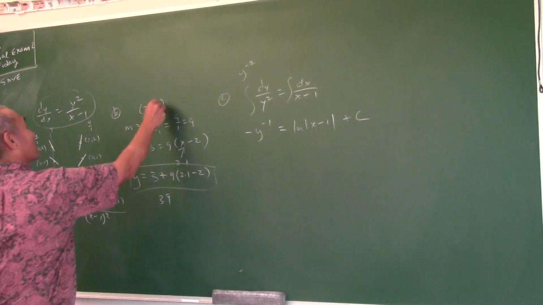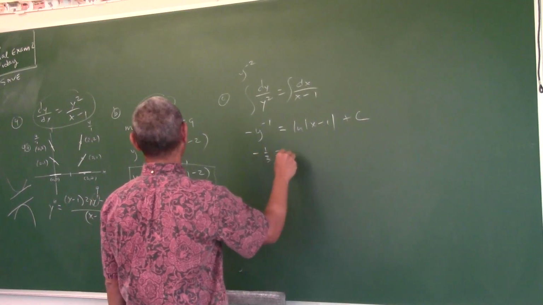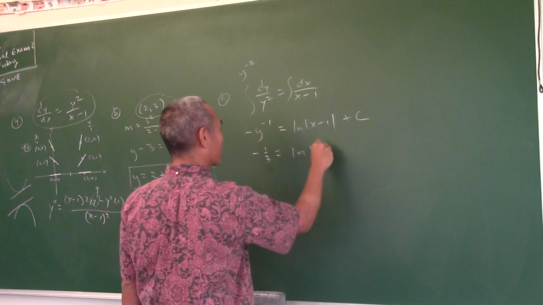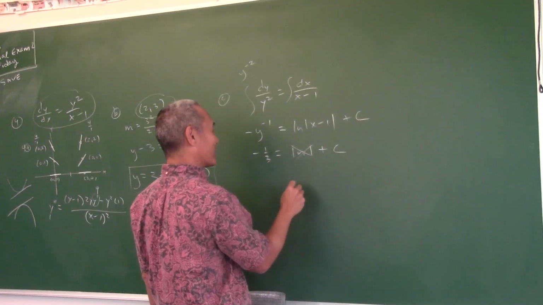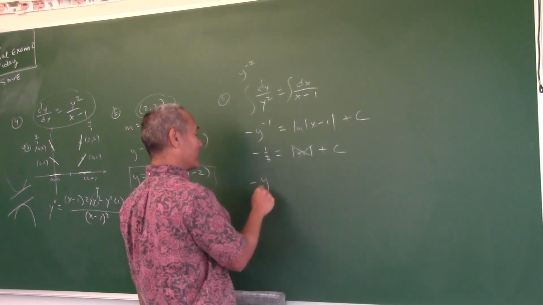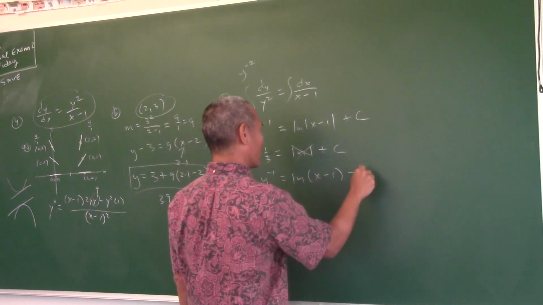Now plug in the initial condition. If I plug in 3 for y, what is that? Negative 1/3 is equal to natural log of 2 minus 1, which is 1, plus c. But what is natural log of 1? That's 0. So we just figured out c is negative 1/3. So what do we have now? Negative y to the negative 1 equals natural log of x minus 1 minus 1/3.